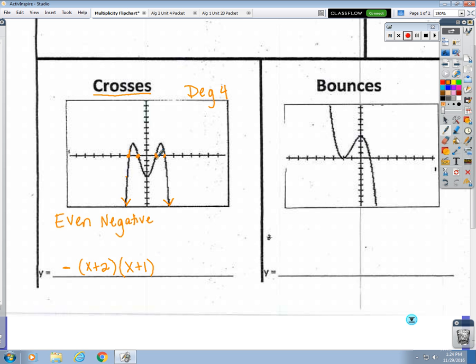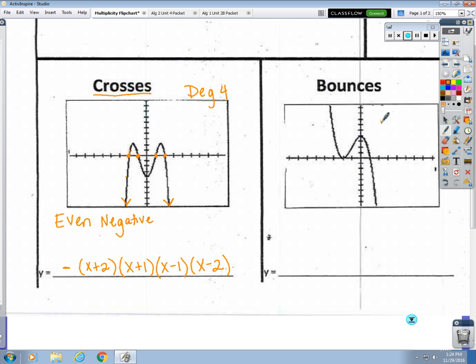Then our third one was at +1. How do we represent that? And then the fourth one is at +2. How do we represent that? Okay, so that is the equation in factored form. Those are the factors that represent each of these zeros. It's negative because it's going down. It's even because they're both going down.